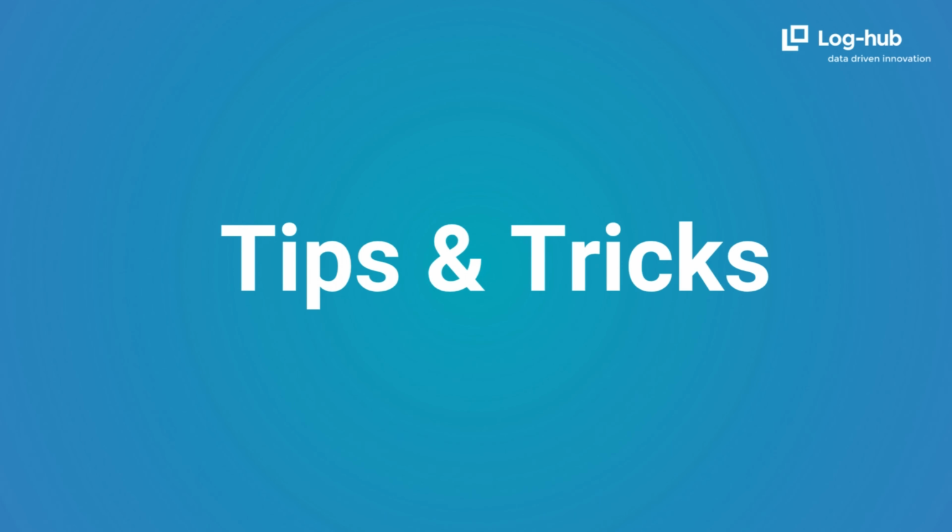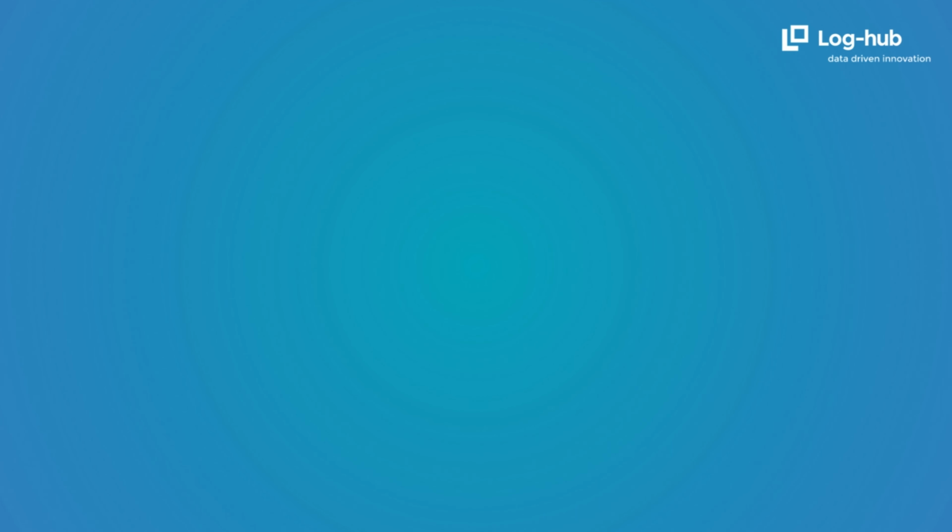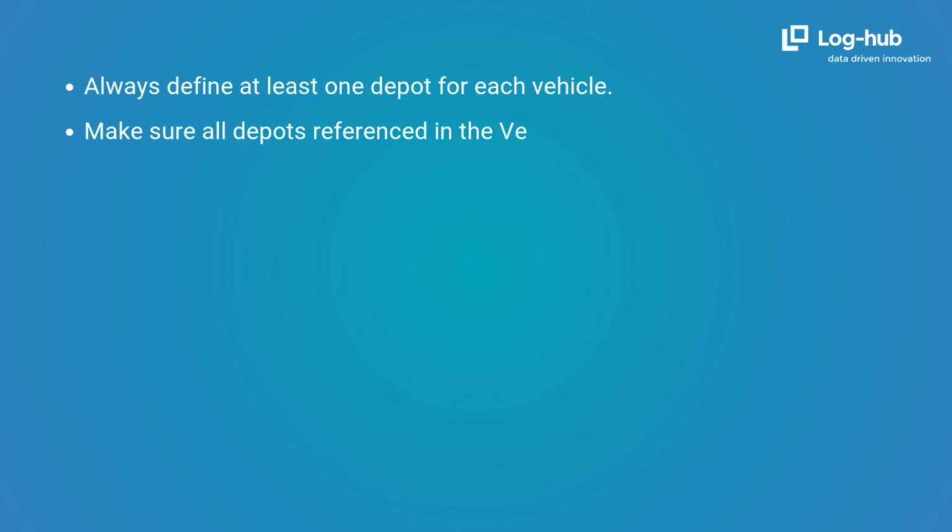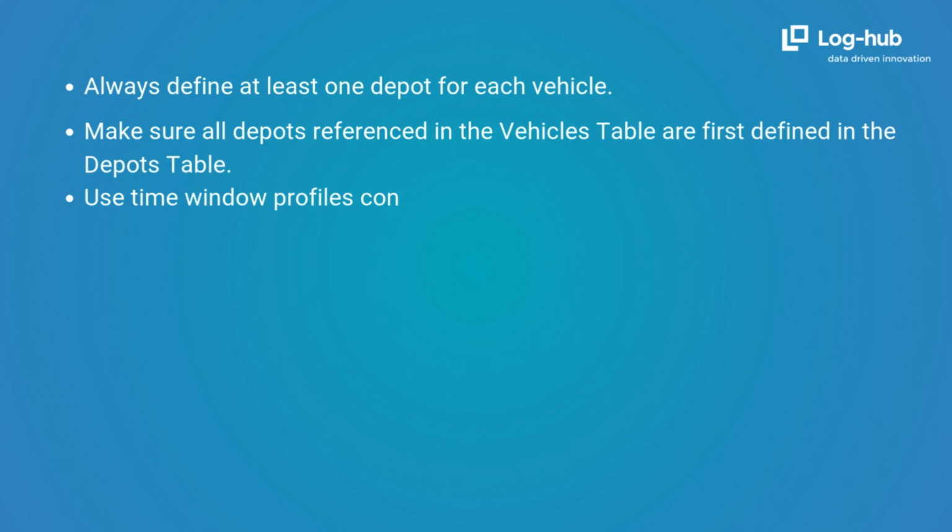For best results, remember these tips and tricks. Always define at least one depot, start or end, for each vehicle. Without this, the optimization engine cannot build routes. Make sure all depots referenced in the vehicles table are first defined in the depots table. Use time window profiles consistently. Remember, they link depots and orders to the time windows table.